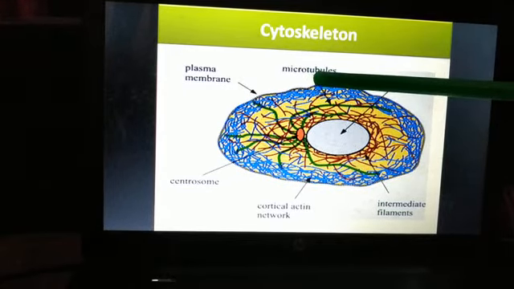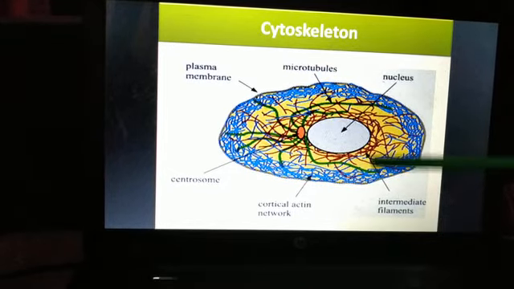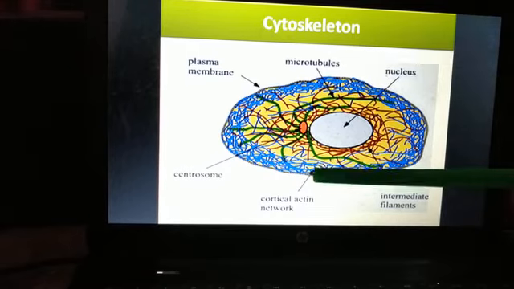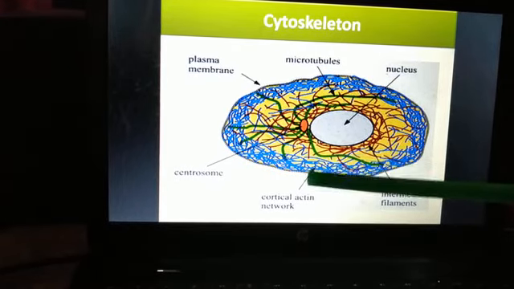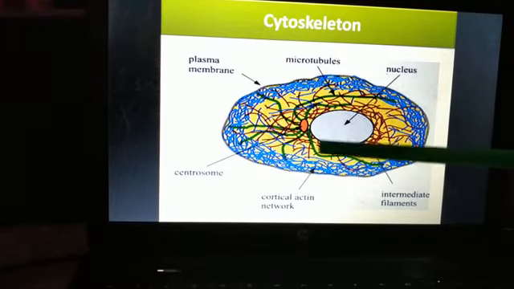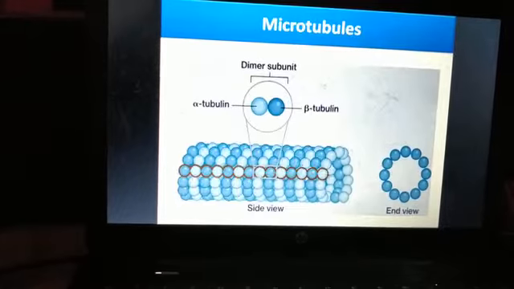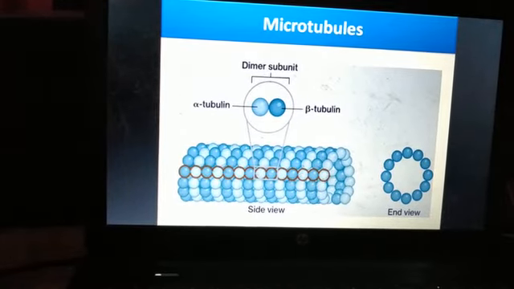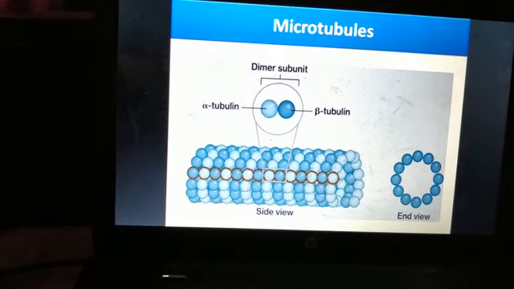This is microtubule and these are microfilament. So microtubule and microfilament. So we have two types of cytoskeleton. One is microtubule and another one is microfilament.